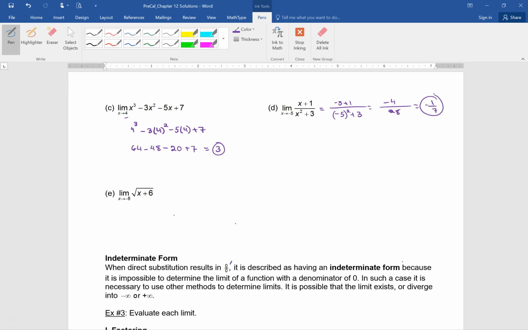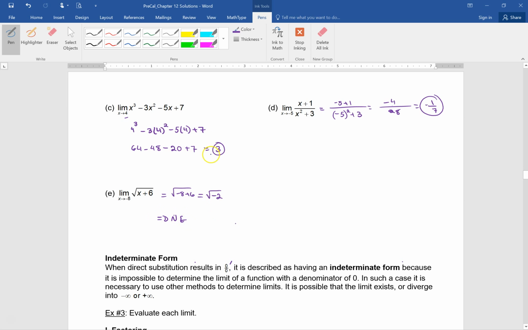Look at this last one. X approaching negative 8, okay, and we're looking at the square root of x plus 6. Well, what happens if you just blindly plug it in? You get the square root of negative 8 plus 6, which is the square root of negative 2. And what is that? Yeah, but we don't do i's. We just deal with real numbers here. So this is DNE.